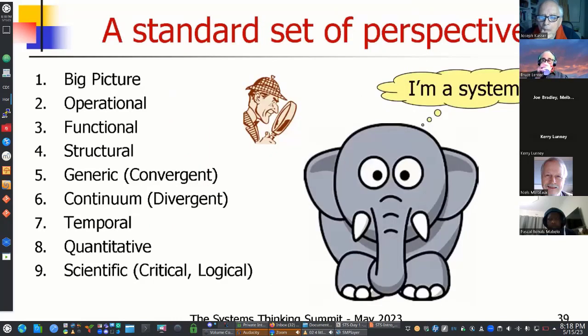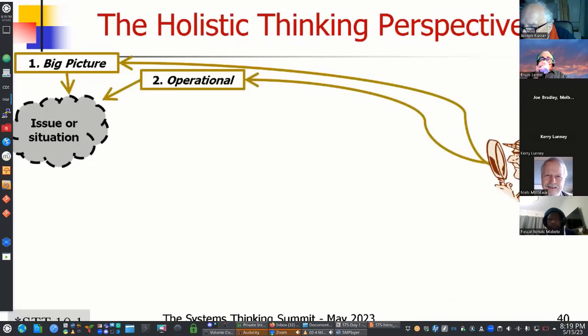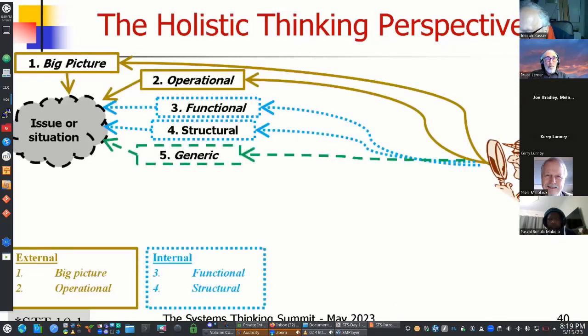Tim Mackley and I at Cranfield built on the work of Barry Richmond and created the 9 systems thinking perspectives. But then we realized it was more than systems thinking, so after a while we changed the name to holistic thinking perspectives, and I discussed that in session 1. So the holistic thinking perspectives allow us to look at a situation: big picture, operational, functional.